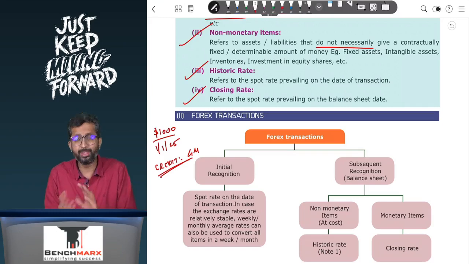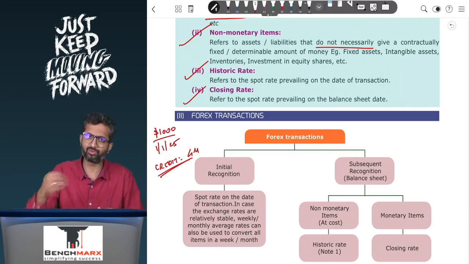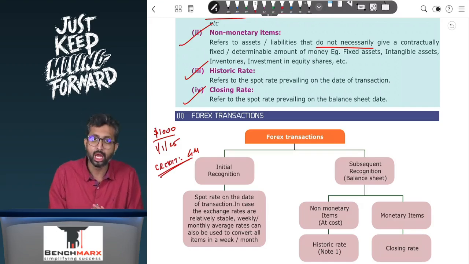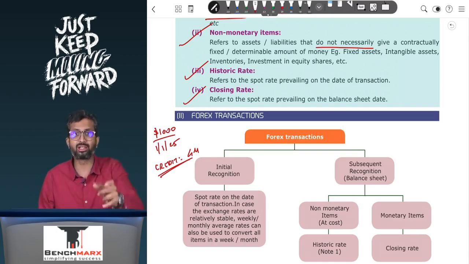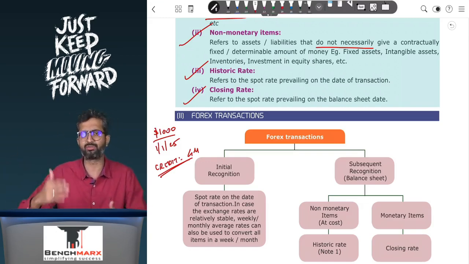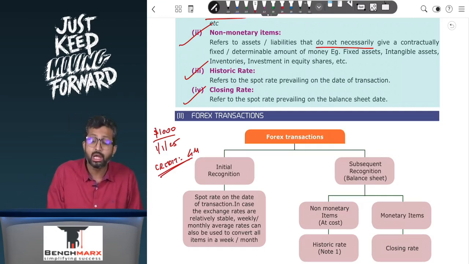Now, the P&L that you prepare is for the year, and hence when you prepare the P&L for the year 24-25, sales have happened during the year and you must have recorded the sales at 80,000 rupees. However, in the balance sheet, the debtors are still appearing. Now, debtors are monetary items because they give you a contractually fixed or determinable money value, and hence on 31st March, your debtors are at $1,000, but in the balance sheet, you must have recorded them at 80,000 rupees. That is the entry that was passed.